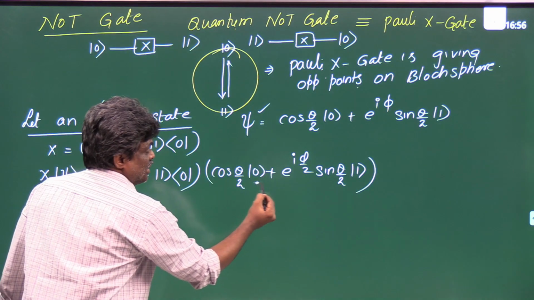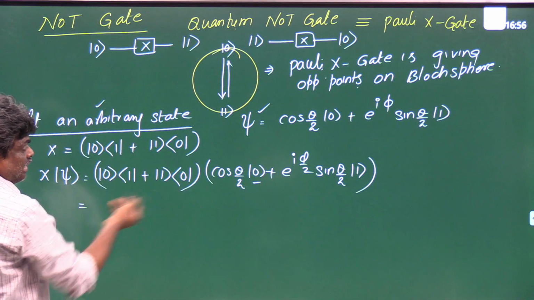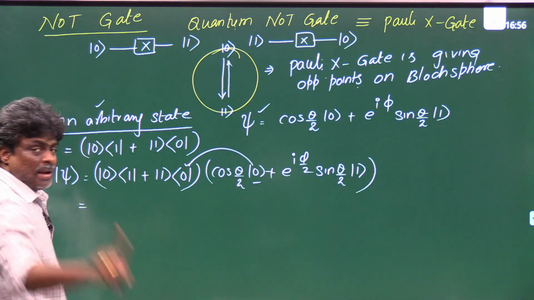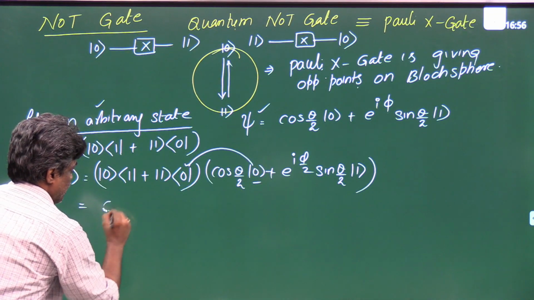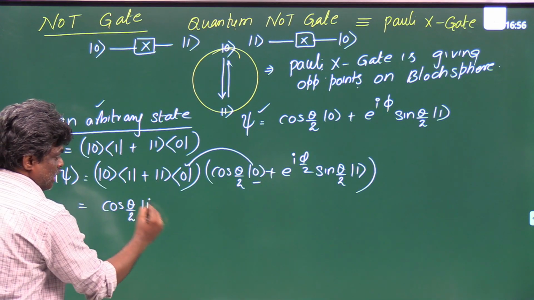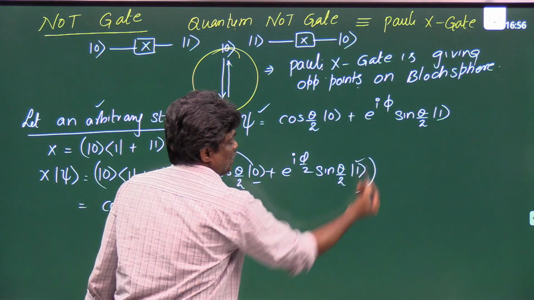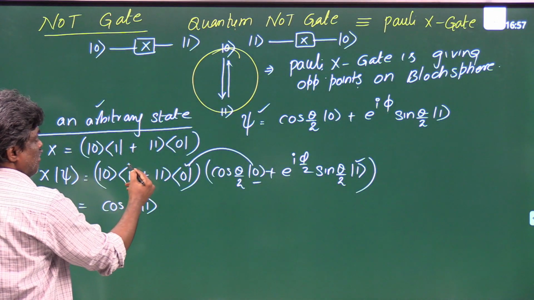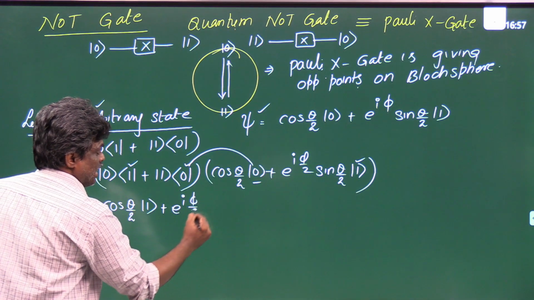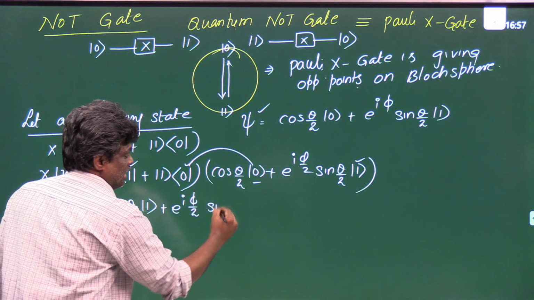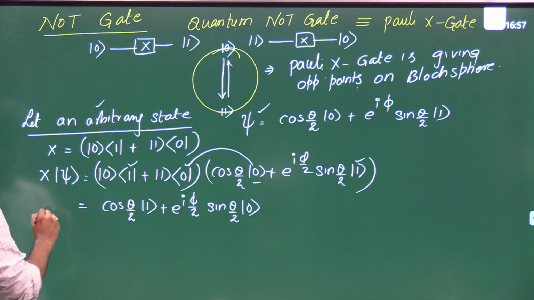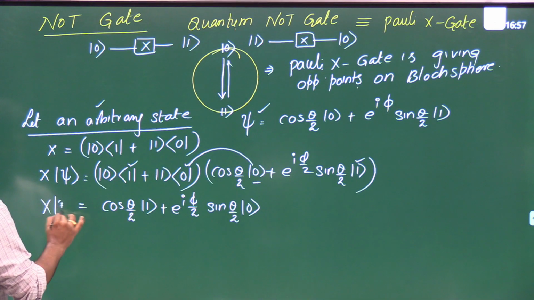So this is ket 0. Then please verify where the bra 0 is here. Yes. So this and this will be multiplied, you will get 1. That's why cos theta by 2. I hope you understand what I said. And this is 1. Next here ket 1, and check where is the bra 1. Here. Plus e raised to i phi, sin theta by 2, ket 0. Try to understand. This is what we get when the X gate operates on psi.